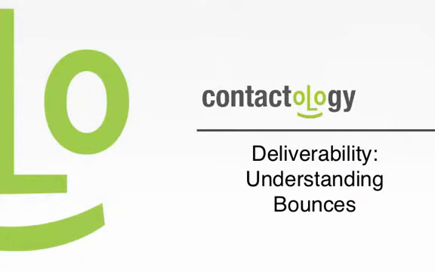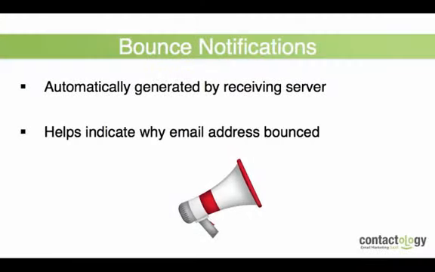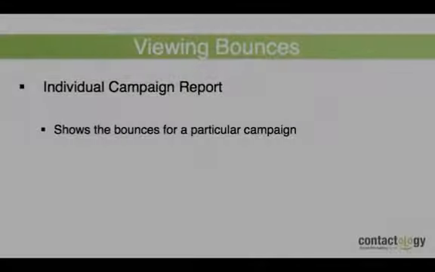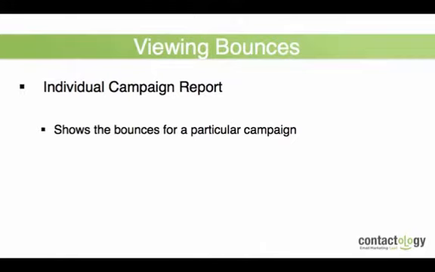Understanding your bounces. We have already discussed various types of bounces, but not how you find that information out. Each time an email is bounced, we receive a bounce notification explaining why the message bounced to that contact. This is automatically generated by the server rejecting the message and can, usually, give you a good indication of why the email bounced. You can view your bounces for a particular campaign by looking at the individual campaign report.